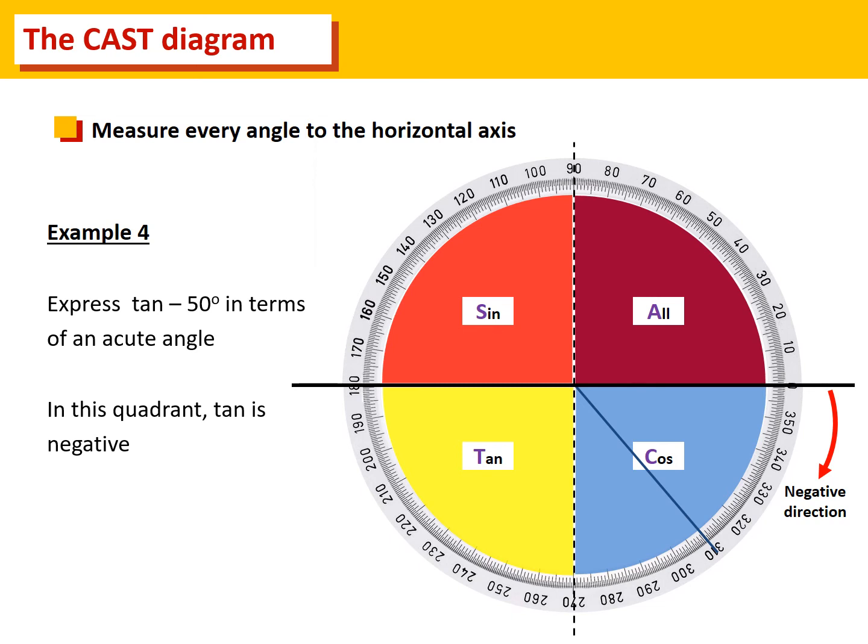What is tan 310 degrees equal to? We measure to the horizontal axis, and it'll be equal in size to tan of 50 degrees. But we know tan of 50 degrees is going to be positive, so we can't say that tan 50 equals tan of 310. It's tan of negative 50, or tan 310 is the negative of tan 50 degrees.